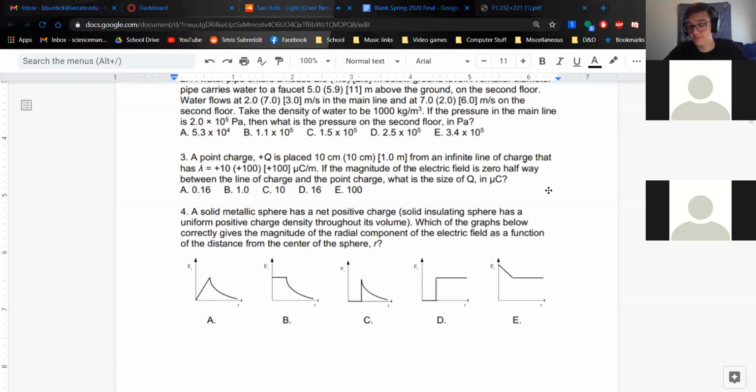You do want to be careful with the orders of magnitude in this one, because as you can see, 3 of these answers are within orders of magnitude of each other. So I do recommend double checking those.